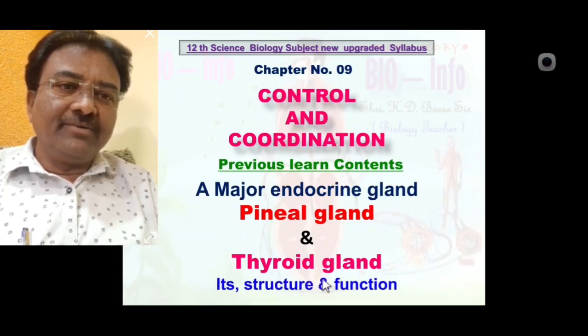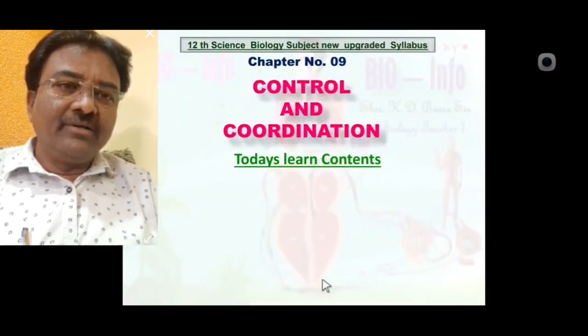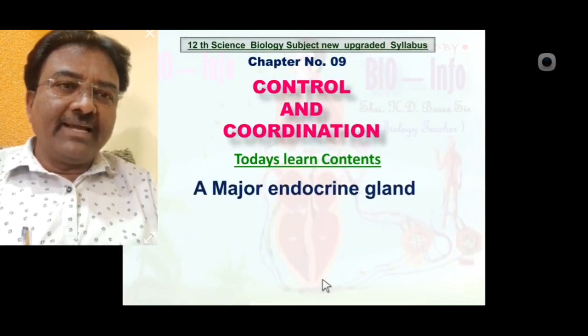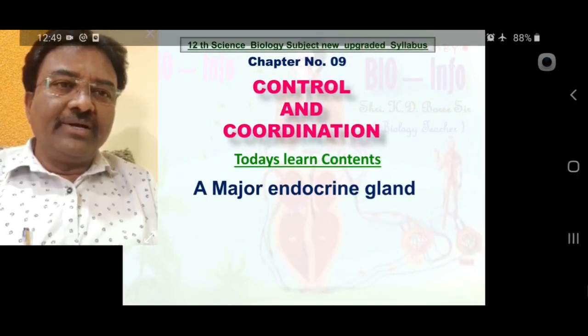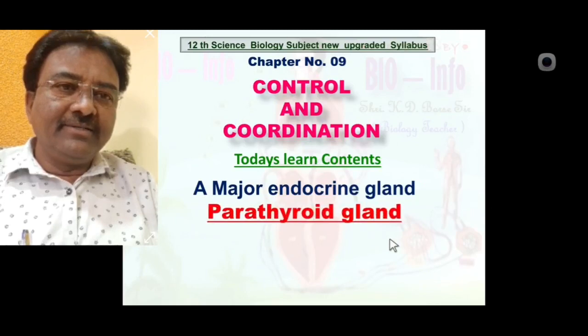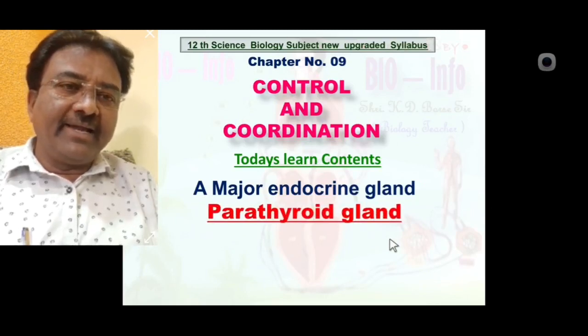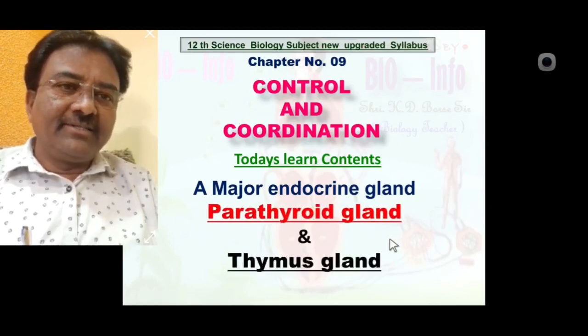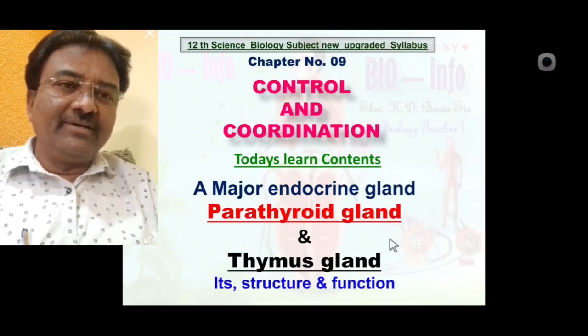Today we are going to learn some more major endocrine glands of the control and coordination chapter, like the parathyroid gland and the thymus gland. So let us start. We learn the parathyroid gland, its structure and function.